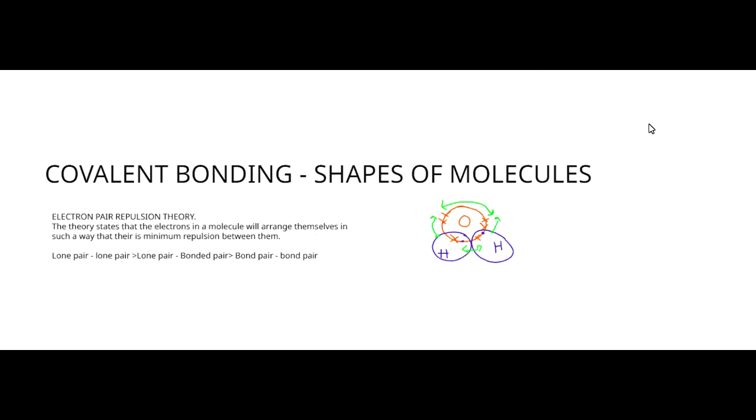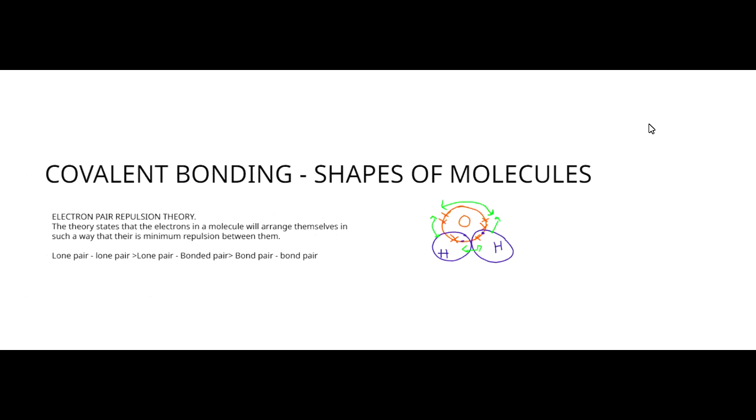Okay, so this is your electron pair repulsion theory: all the electrons in a molecule, not in an atom, in a molecule, will arrange themselves in such a way that there is minimum repulsion between them. So, for example, in a molecule of water, they will arrange themselves in this specific shape. This shape is known as a V shape.